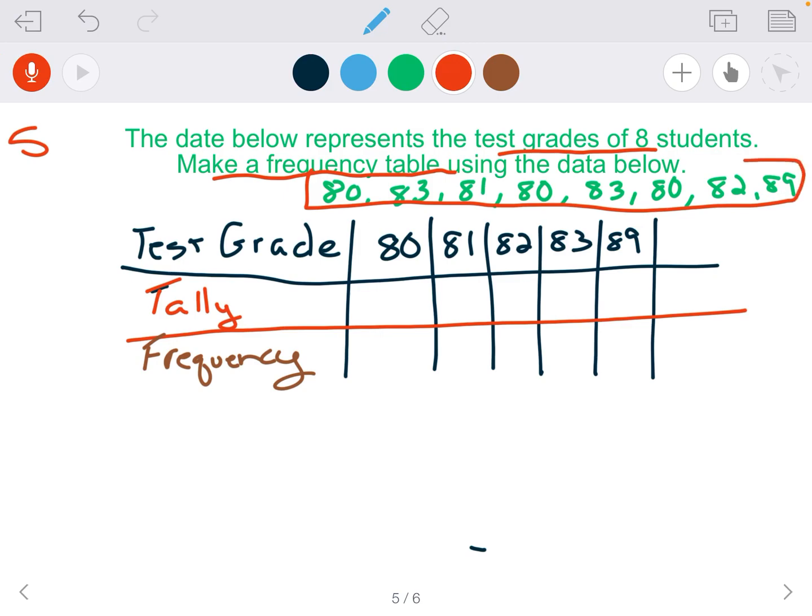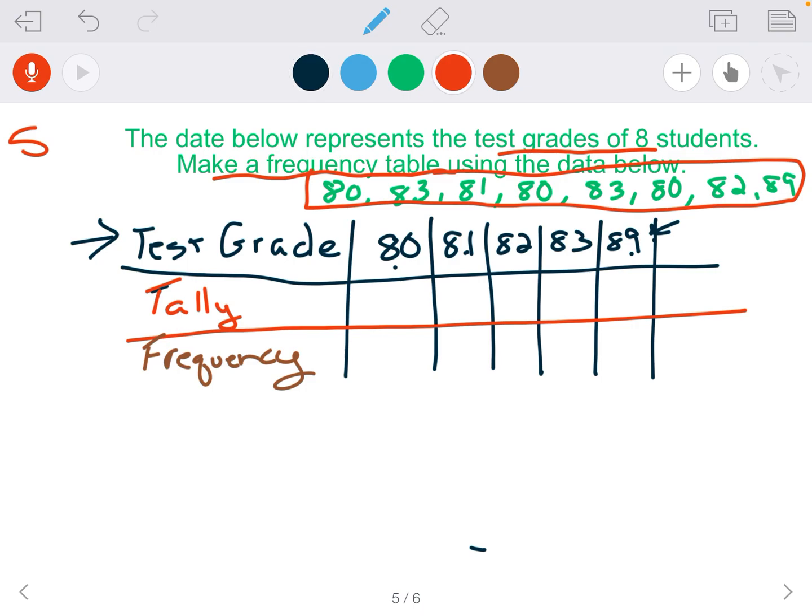So I've got 8 scores here, all in the range of 80. And I need to make a frequency table. So I went ahead and put my test grades here. Notice they are numerically 80, 81, 82, 83. I did not include 84, 85, 86, 87, 88 because there are none of those numbers. So then I jump to 89. So if the number is not there, you don't have to include it.